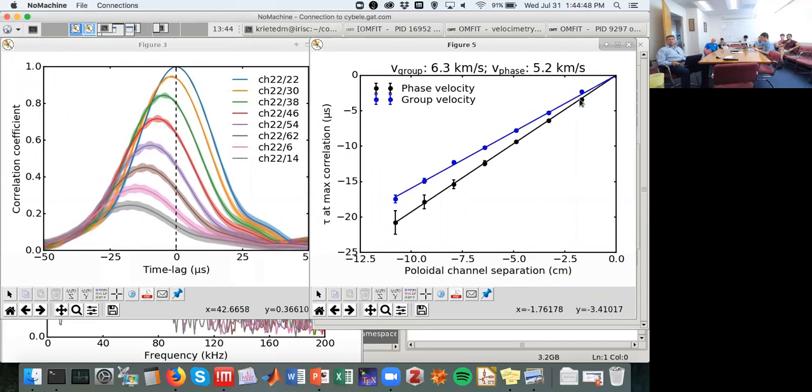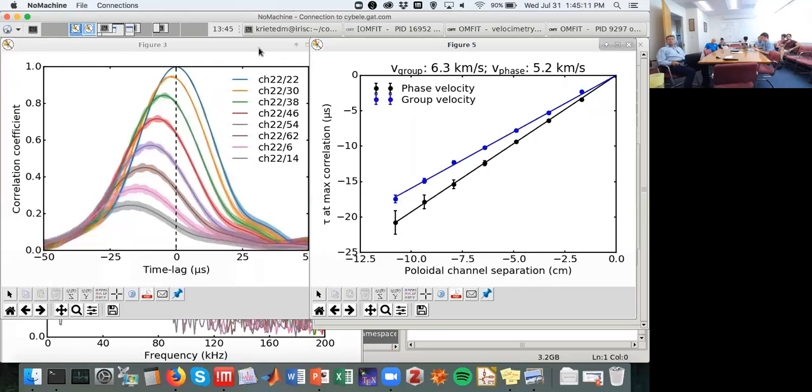So you can see you get a very nice linear fit to the data, which reflects the fact that the turbulence is propagating uniformly down the array. And by making a linear fit to this data, you can extract what the group velocity of the turbulence is. It displays it at the top. So for example, it's 6.3 kilometers per second.